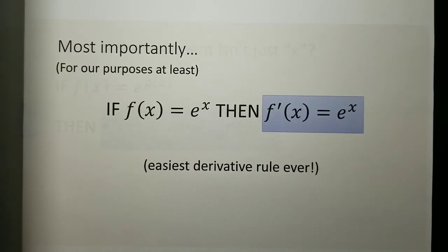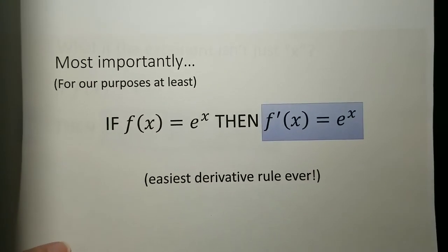But the most important thing for our purposes right now is that this function has itself as the derivative. So it's actually the easiest derivative rule ever. And you might be thinking, what can I even do with that? How many marks am I going to get on the test for saying that the derivative is just equal to itself? Like 1 mark on the test for that, not very much.